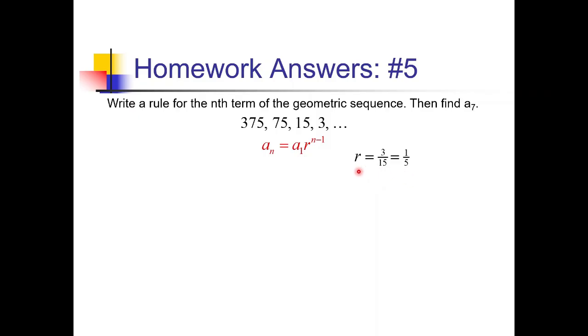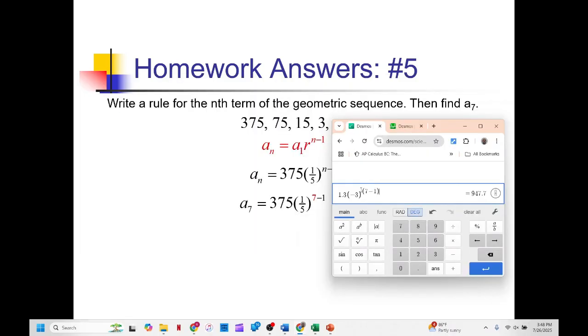So plugging that in with my A1, A1 is the 375, so we can't avoid that forever. And we have that times the 1/5 to the n minus 1 power. Next up, to get the 7th term, let's plug 7 in for n. And let me go to Desmos to figure this out. So just clear out what's already in there. We'll do 375, parentheses, 1 divided by 5. Close that parentheses. Exponent, parentheses, 7 minus 1, or just 6.